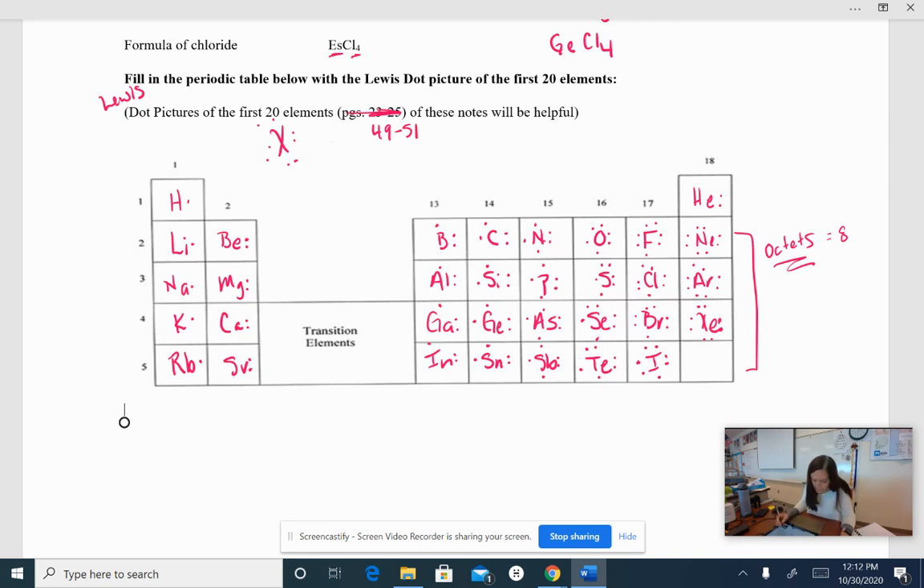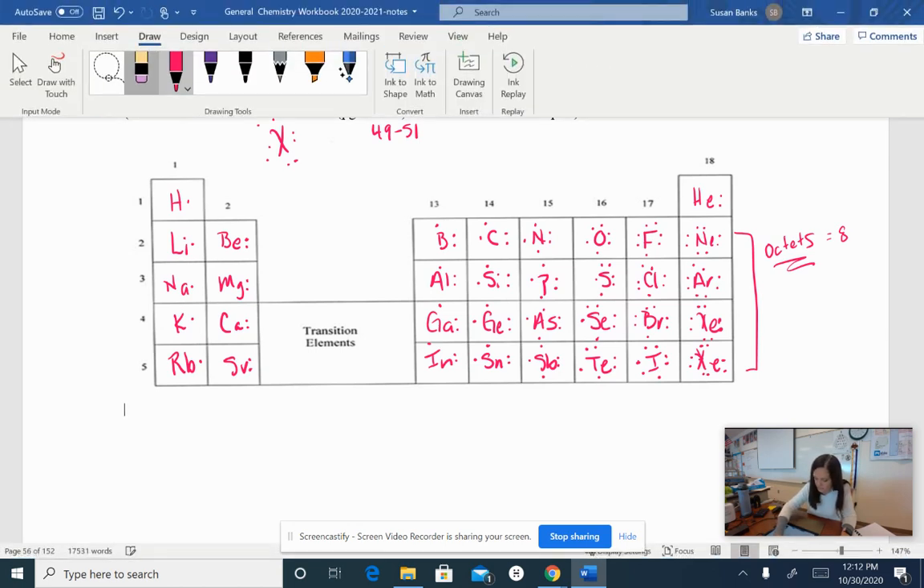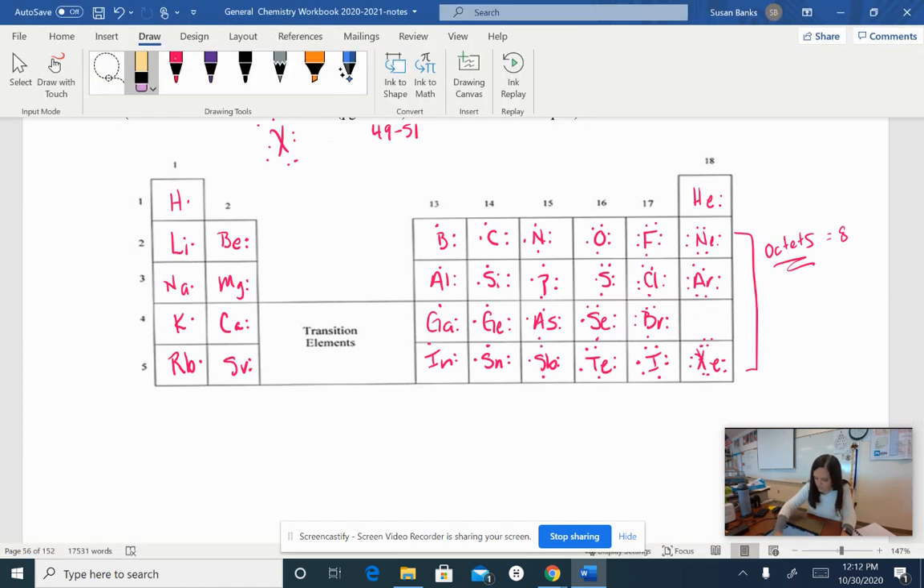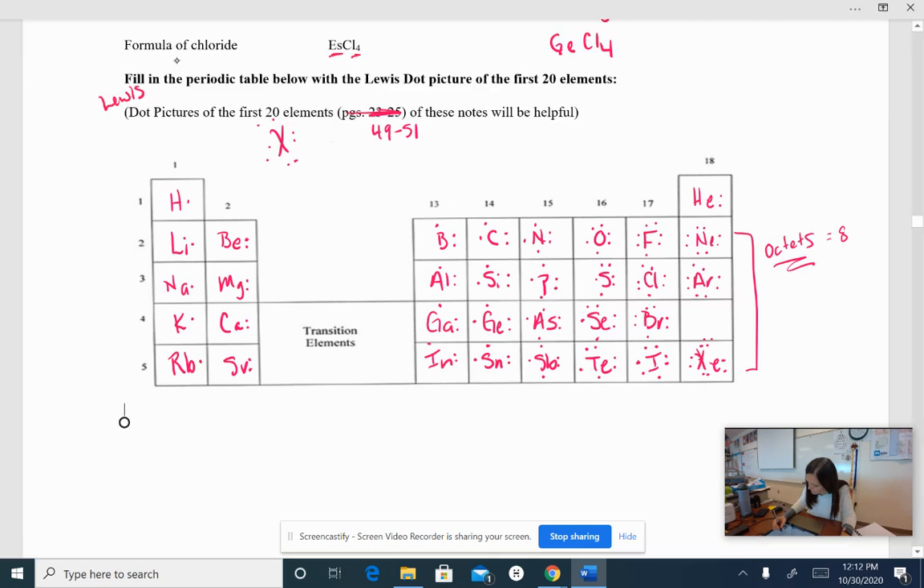And then last but not least, did I skip? Yes, I did. This is xenon, that has 8. Ooh, did you guys see my mistake there? I skipped. So let's make this right. This is not xenon in here. In here, it is krypton. And we will have 8 valence electrons with krypton.